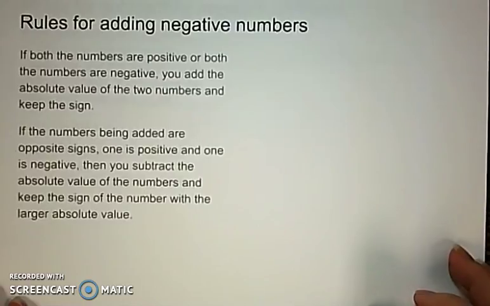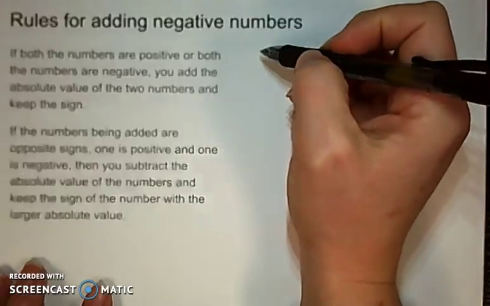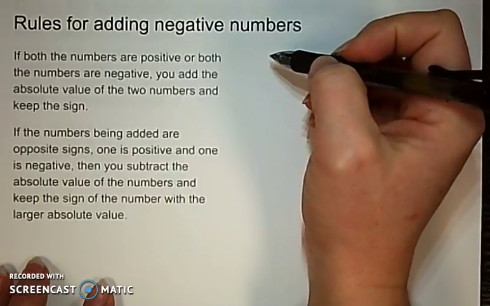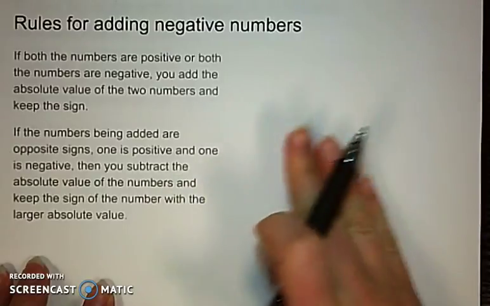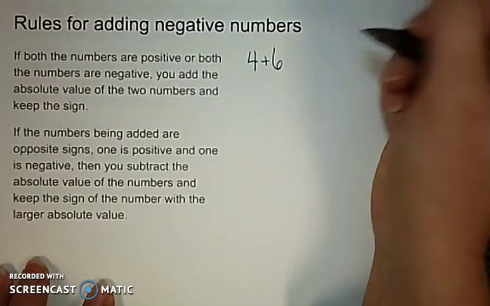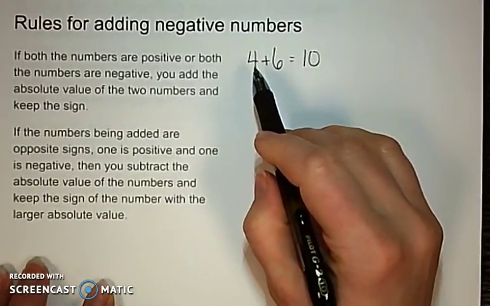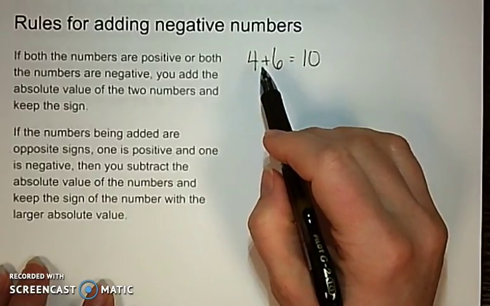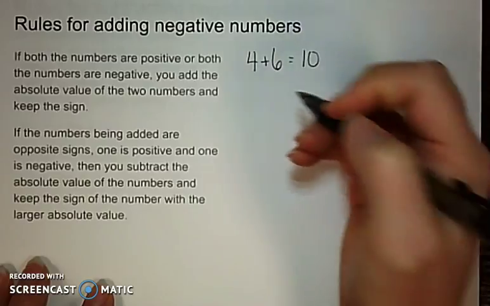We have some rules for adding negative numbers. If both numbers have the same sign when we are adding with positive or negative, I simply add their absolute values, and then I keep the sign. So I'm sure that you're familiar with 4 plus 6, and you know that that is 10. Well, they were both positive. The absolute value of 4 is 4, the absolute value of 6 is 6, and 4 plus 6 is 10. And they're both positive, so I keep the positive sign.